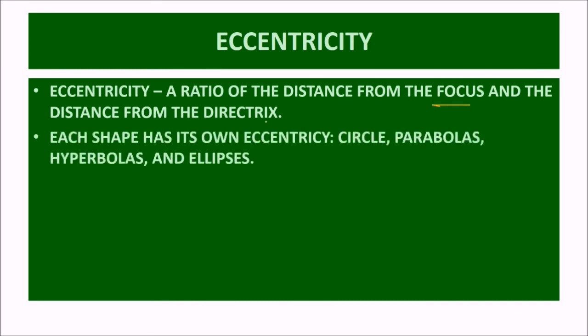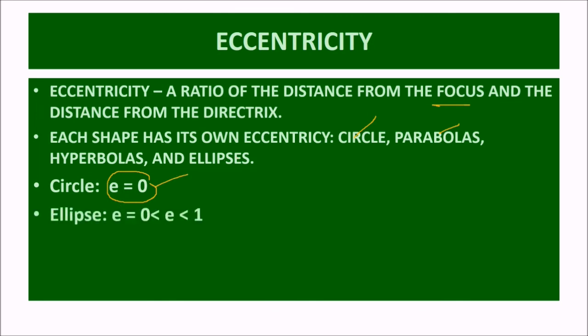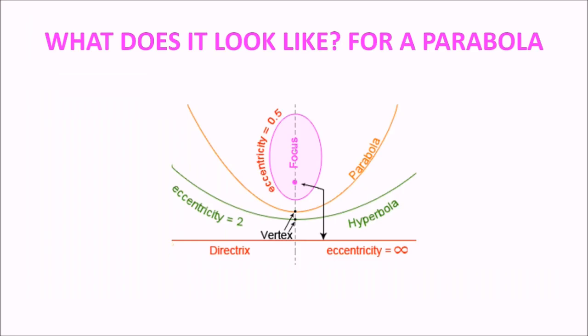What about the eccentricity? Eccentricity is the ratio of the distance from the focus and the distance from the directrix. And each shape has its own eccentricity, whether it be circle, parabola, hyperbola, or ellipse. For a circle, eccentricity is equal to 0. For an ellipse, e lies between 0 and 1. For a parabola, e is equal to 1. For a hyperbola, e is greater than 1.